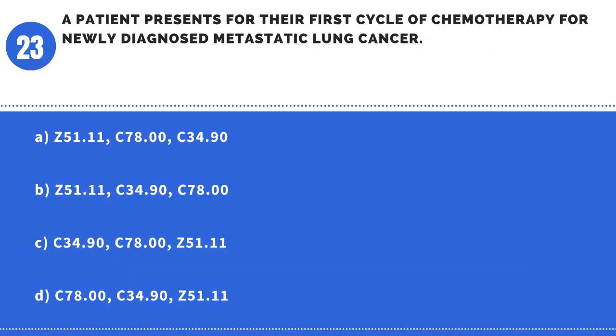Question 23. A patient presents for their first cycle of chemotherapy for newly diagnosed metastatic lung cancer. A. Z51.11, C78.00, C34.90. B. Z51.11, C34.90, C78.00. C. C34.90, C78.00, Z51.11. D. C78.00, C34.90, Z51.11. Answer A.